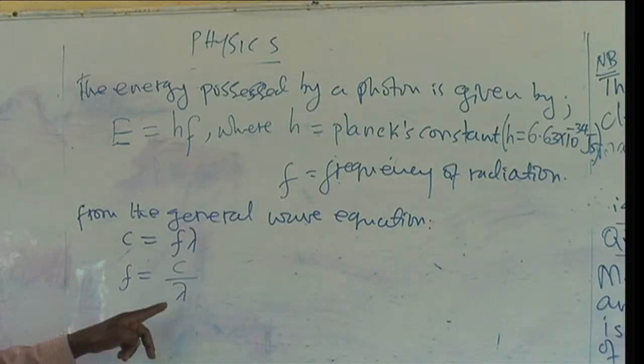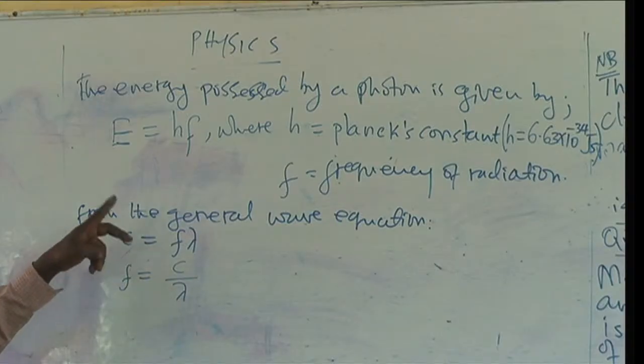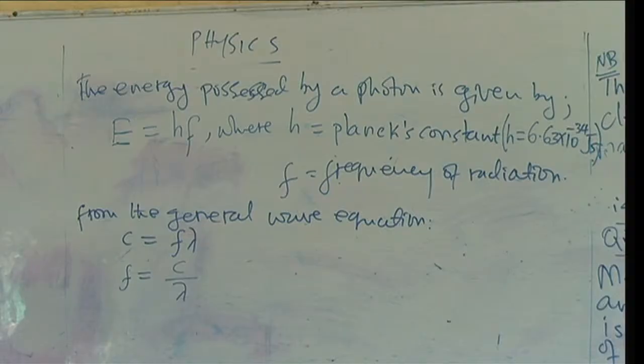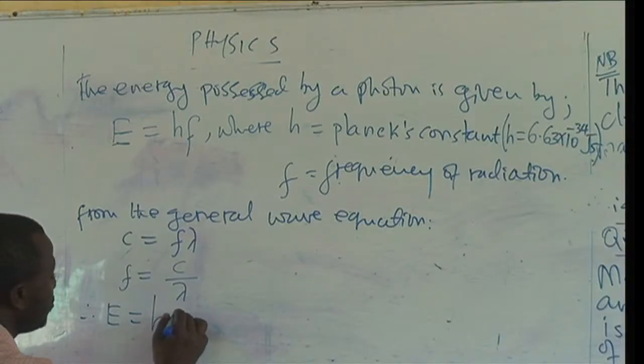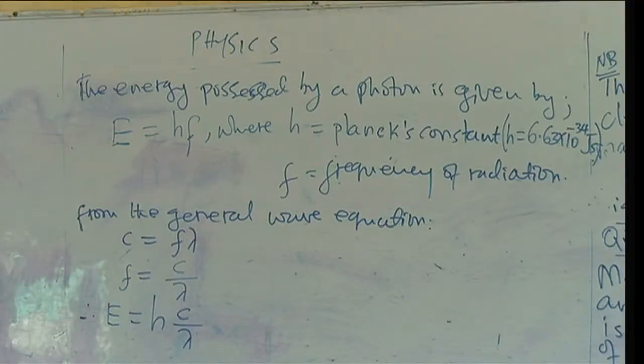Here, lambda is the wavelength of that particular radiation, and c is the velocity of light in a vacuum. Now the frequency of radiation will be given by this formula, c over lambda, and we can substitute it into the equation above, and we are going to have E equals h multiplied by c over lambda, the wavelength. That is how we can also get the energy of a photon.